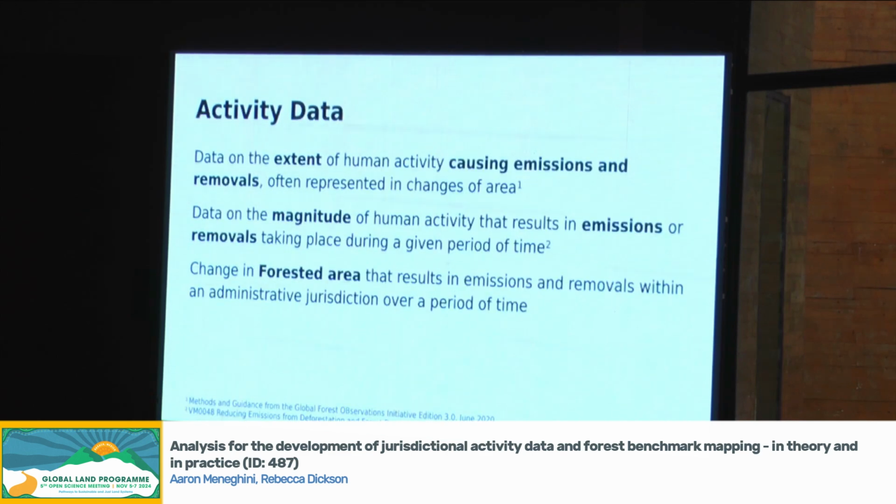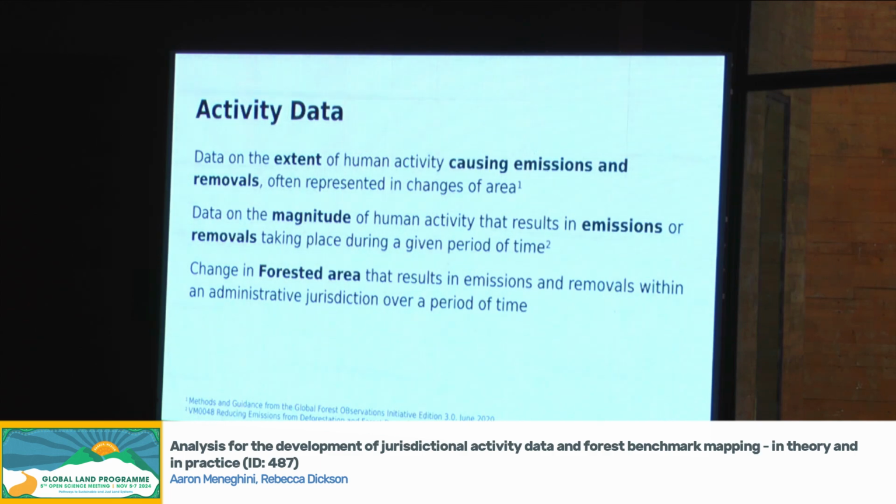So activity data, as Salvador described, is about the magnitude of the human activity that results in emissions or removals taking place over a given period of time, your historical reference period, and your jurisdiction. This is taken from VM48 for the Reducing Emissions from Deforestation and Forest Degradation methodology, and I've also gone through the GFOI, the Global Forest Observations Initiative, methods and guidance document to take their definition as well, talking about data on the extent of human activity causing emissions and removals, usually represented as an area.